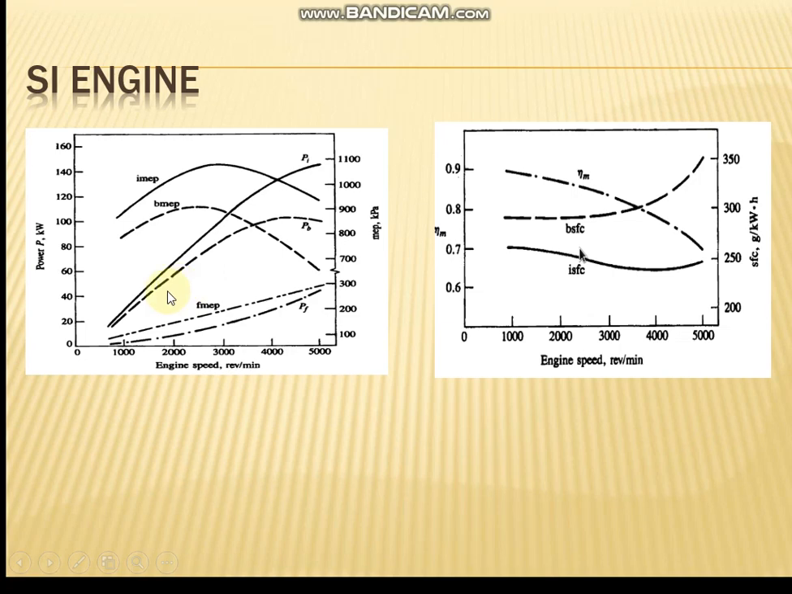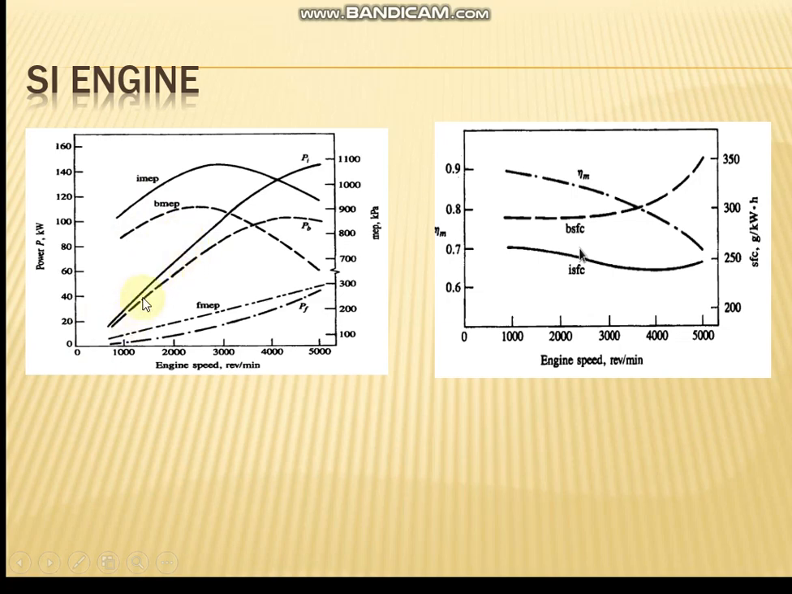As speed increases, the brake power also increases. At low engine speed, friction power is very low, but brake power and indicated power are very high.